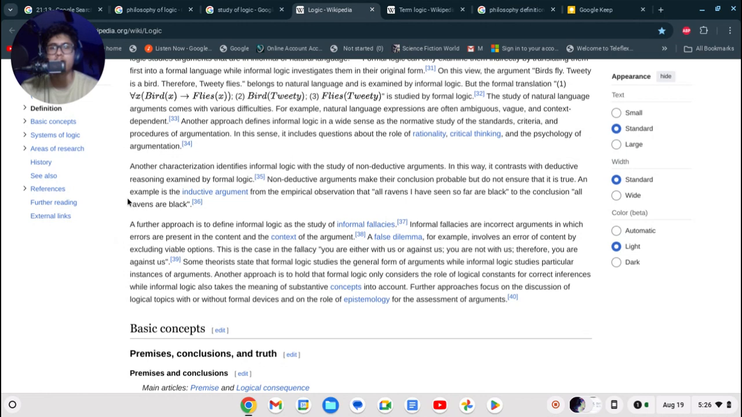Some theories say that formal logic studies the general form of arguments, while informal logic studies particular instances of arguments.